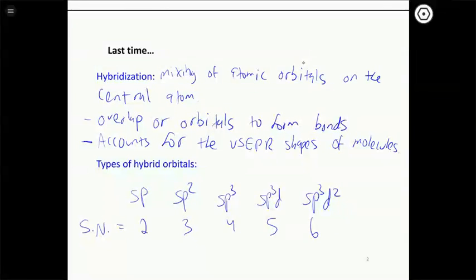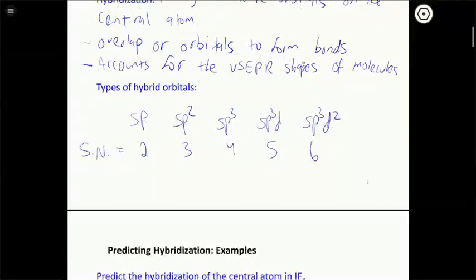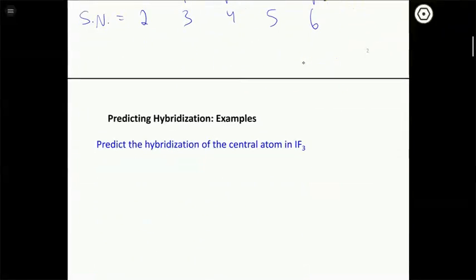But there are some details that we have yet to get to, and that's what we're going to get to today. But first, let's just do one quick one to practice how to determine hybridization.